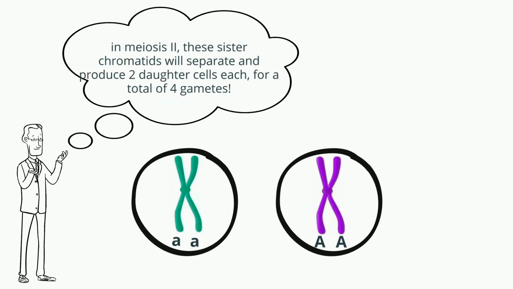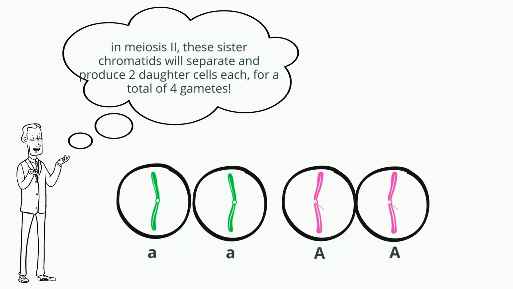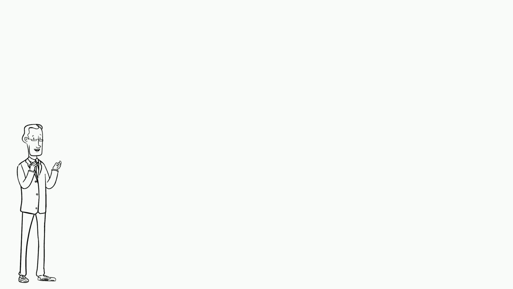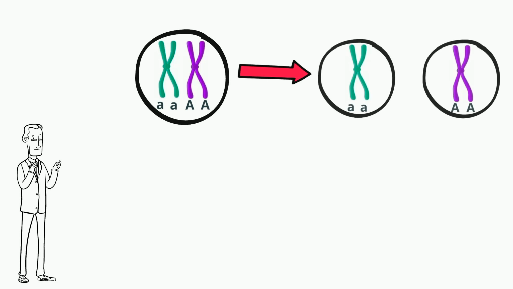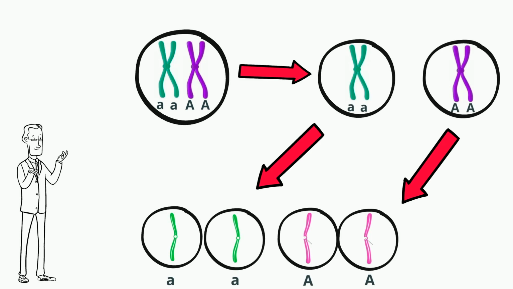In meiosis 2, these sister chromatids will separate and produce two daughter cells each, for a total of 4 gametes. It's important to see that different alleles of the same gene are separated at anaphase 1, whereas sister chromatids containing the same alleles are separated at anaphase 2.